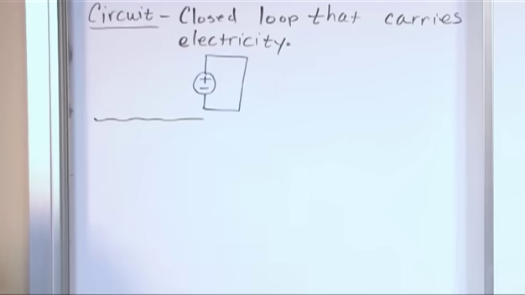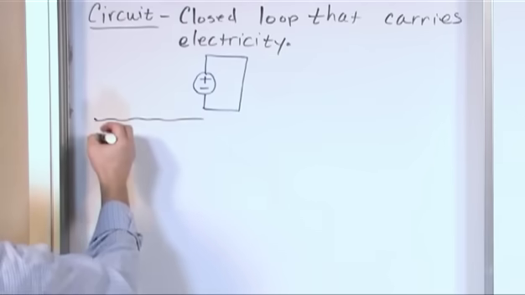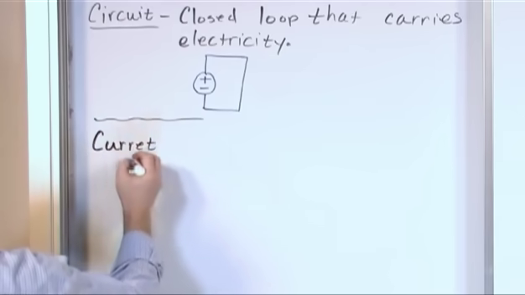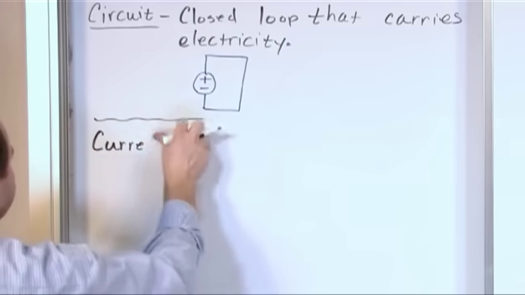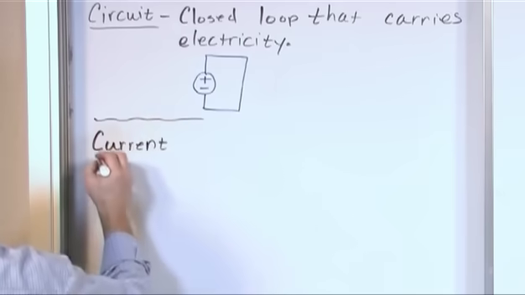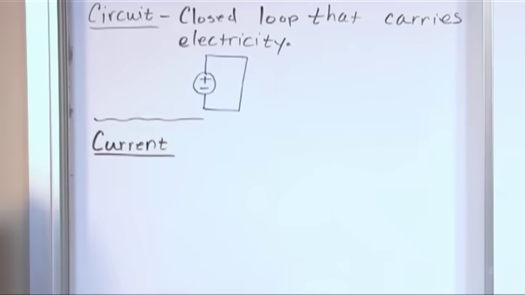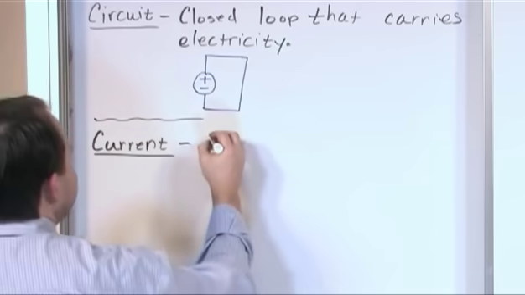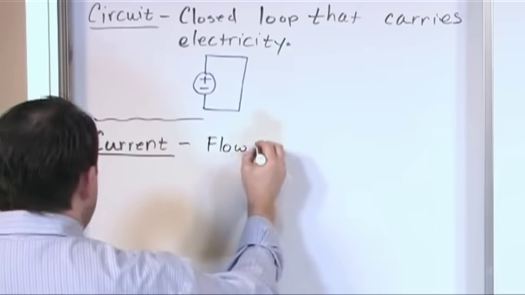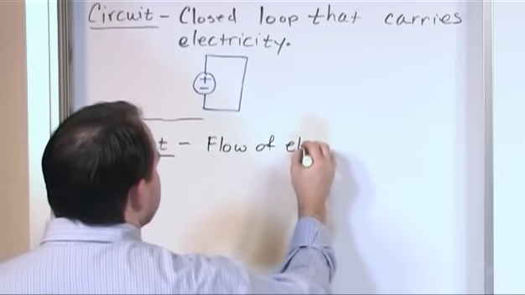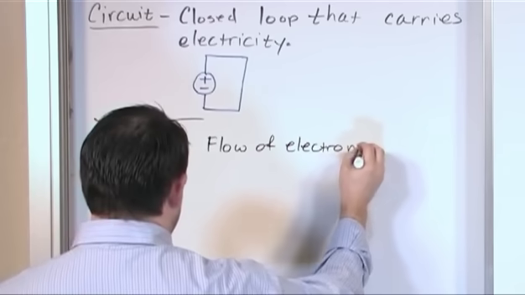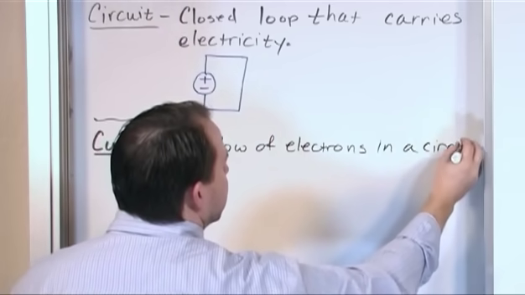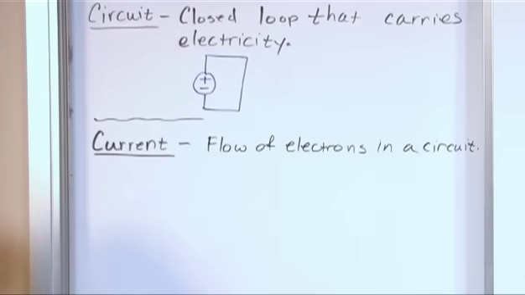Now let's get to something that's not quite so simple, but a lot of people still may understand this. What is current? And when I say current, I mean electric current. You've got to learn how to spell current first of all. Electric current. What is electric current? The simplest definition to write down is that it is the flow of electrons in a circuit. It's the flow of electrons in a circuit.